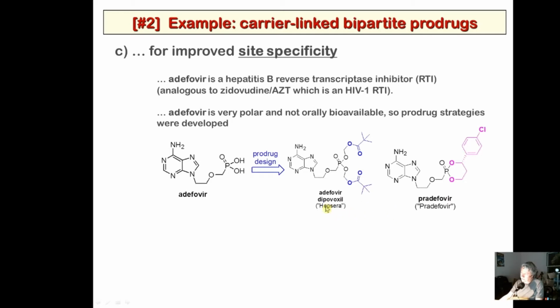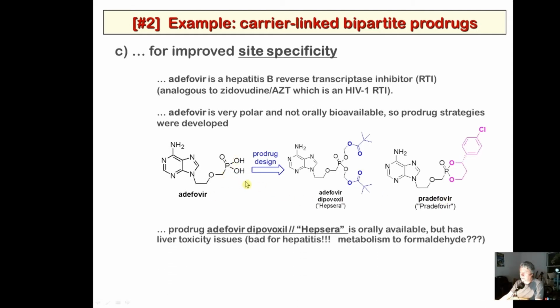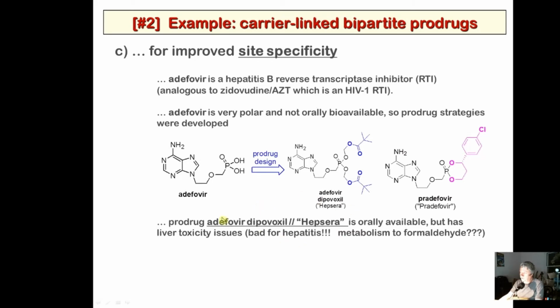Another one, this is called Hepsera. Rather than having two of these esters, another uses a cyclic phosphorus ester with a 4-chlorophenyl group. And so both of these are prodrug strategies for a phosphate that's actually present in the drug. And interestingly, this left molecule is orally available, but it has liver toxicity issues. And if you're trying to treat hepatitis with this, any kind of liver toxicity is going to be bad.